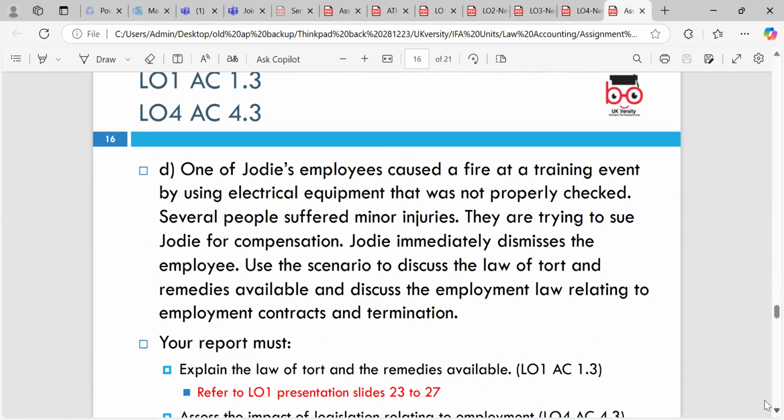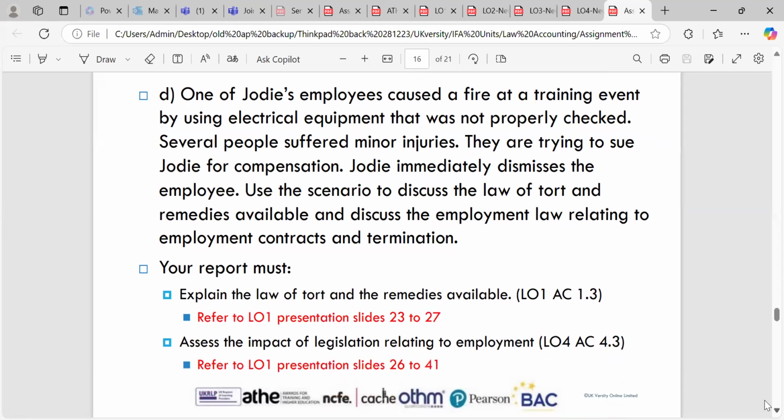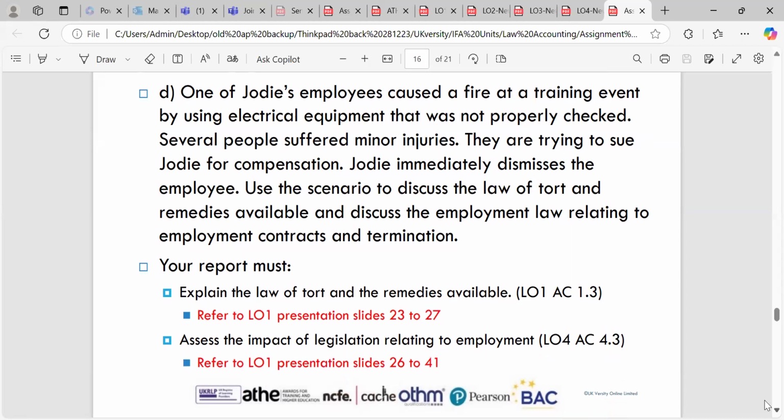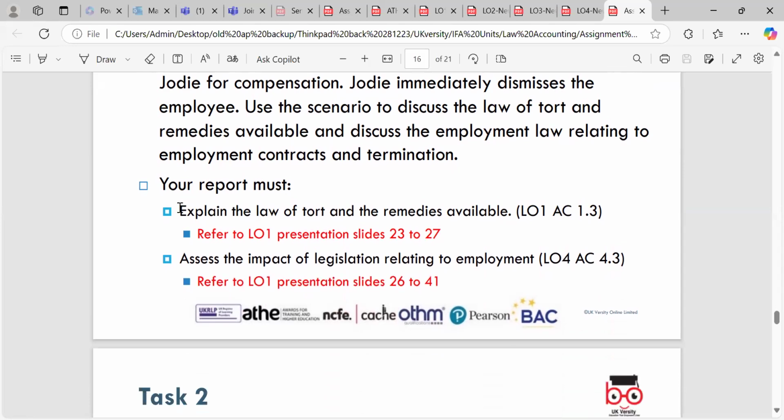And then we have the D part of this, where we're looking at this case, assessment criteria 1.3 and 4.1. This means lesson 1 and lesson 4 are the elements you can use for this. So electrical equipment not properly checked, several people suffered minor injuries, and this is all about the Health and Safety Act as well, where we can discuss the law of tort, negligence, employment laws, and contract and termination. So these are the elements we can refer back to, and you've been given the slide reference, please use it.